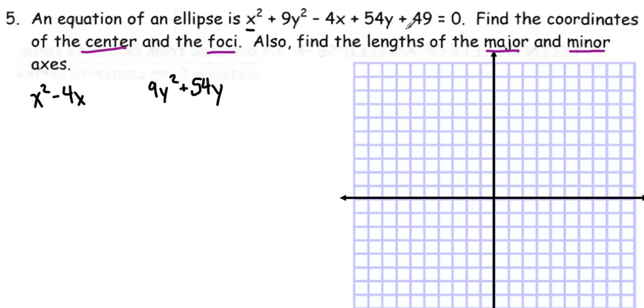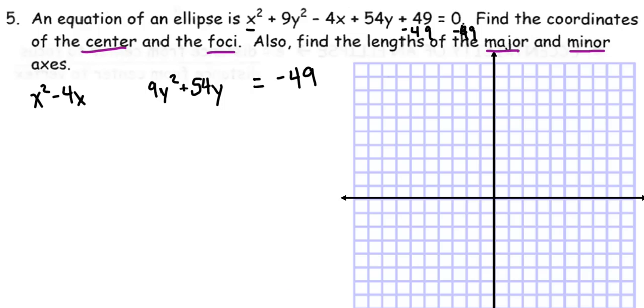And I'm going to go ahead and subtract that 49 from both sides to get it to the other side of my equation. Okay, so once we group our x's, we group our y's, and get our constant to the other side, here's what it looks like. Now we can complete the square.